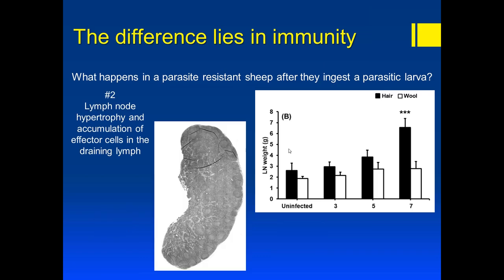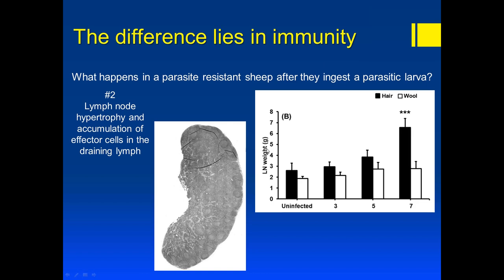Now what's also critical to look at is what happens after they ingest this larva to the lymph node in the abomasum. This is a cross-section, in the picture on the left, of a lymph node of a hair sheep at day 5. It's quite large. You have a lot of accumulation of cells and all these little follicles growing inside. Those follicles are producing cells that are specific to the antigen being produced by the parasite.